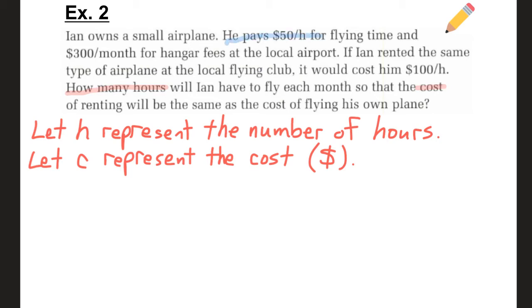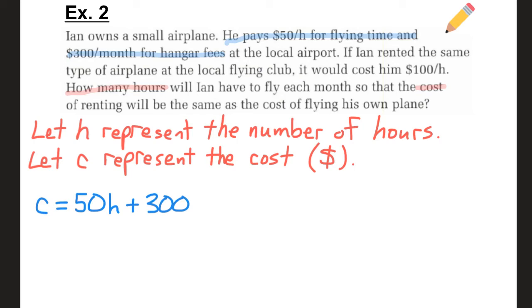He pays $50 per hour for flying time and $300 per month for hangar fees. So that sentence right there deals with the cost. So he has to pay $50 per hour plus an additional $300 every month. So I have one equation already.